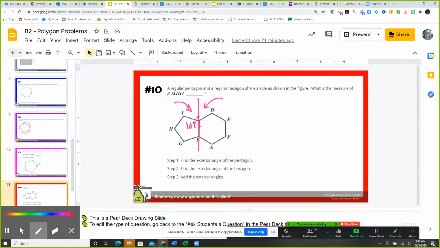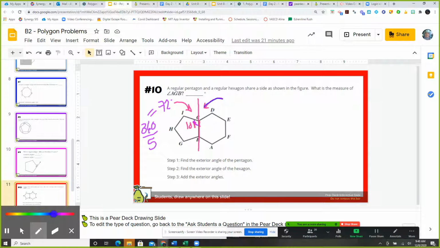72. We've found that like 8 times now, right? You're getting tired of writing 72, I think. What's the exterior angle of the hexagon? 360 divided by 5 gives me that 72. The interior angle is 108. What's the exterior angle of the hexagon?